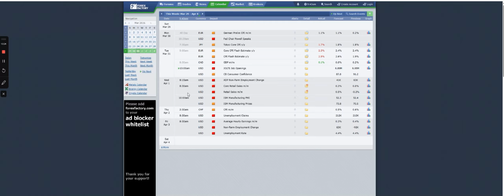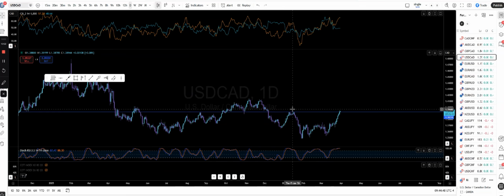But we've got that. And then tomorrow we've got retail sales. We've got ISM manufacturing PMI, which is basically like inflation for the manufacturing sector. And then unemployment claims on Thursday, which again is not the major one, but it can be a precursor to Friday, which is non-farm payroll. So it's a big dollar week. And so just keep that in mind if you're trading US dollar pairs.